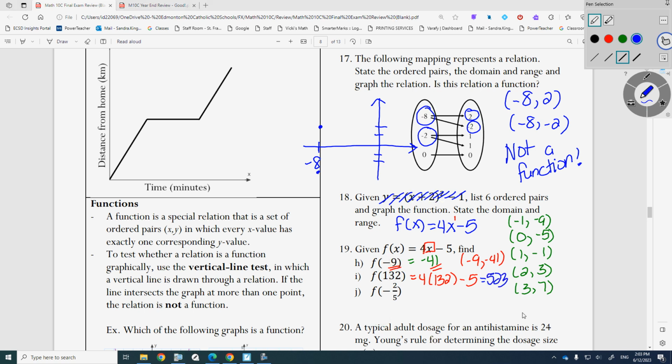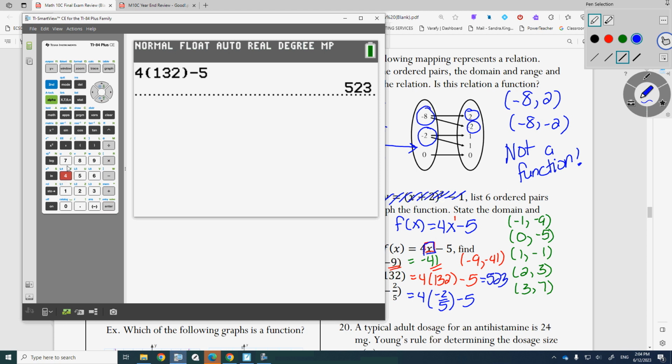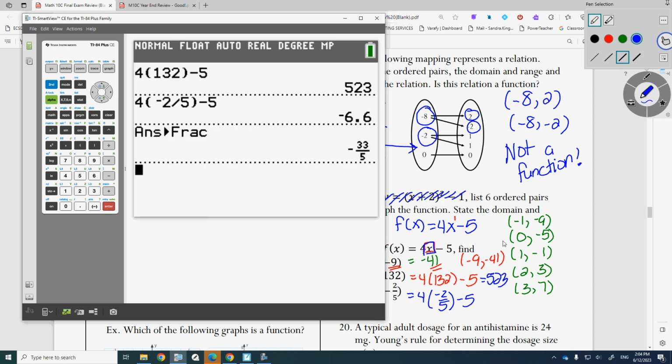To get this one, we would do the same thing. Take your x out, and we're going to input negative 2 over 5. So 4 open bracket negative 2 divided by 5, and then minus 5. Negative 6.6. If it was a numeric response, it would be a decimal. If it was a fraction, like in a multiple choice, you'd give the fraction. I'm just going to write negative 6.6 though. Okay.